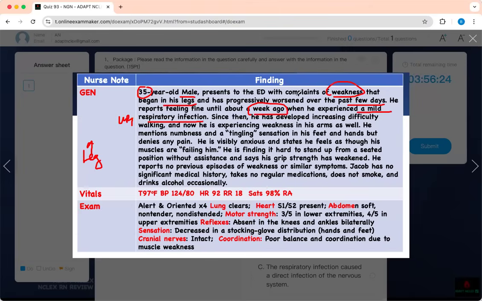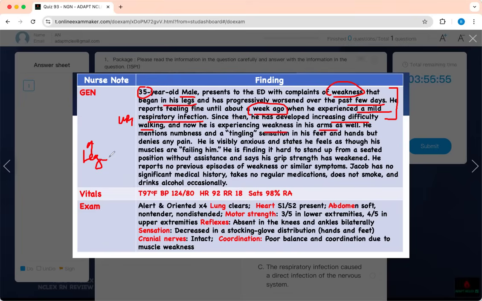If you're taking the Next Generation NCLEX, you have to be able to figure out what is wrong with the patient, at least after you read 3 or 4 lines. Since then, he had developed increasing difficulty in walking. Since they've given you the diagnosis, now they're trying to confirm it, giving you more information. Increasing difficulty walking, and now he's experiencing weakness in his arm.